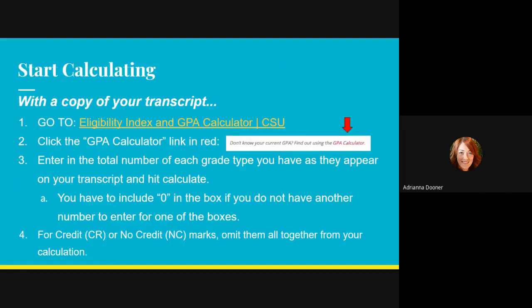Okay, so normally when I do this in person, I have my parents have an example transcript with them. We will look at an example transcript at the end, and then we'll give you these steps again. But basically, we're going to go through a website that helps us calculate the actual GPA once we count up the grades on a transcript.